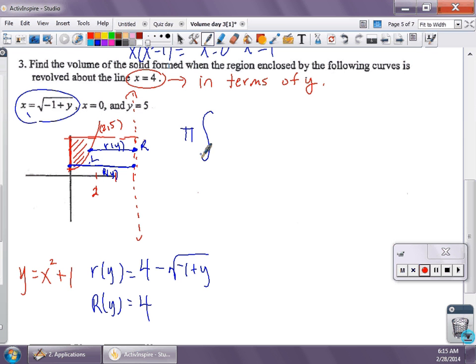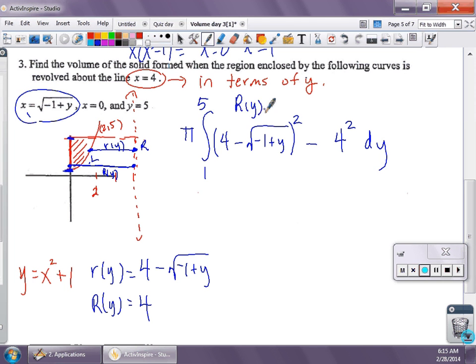We're in terms of y, so the lowest y value is 1. The highest y value is 5. Little r of y is 4 minus the square root of negative 1 plus y, and that's squared. Big R of y minus little r of y, that's 4, don't forget to square it, dy. So this is big R of y minus little r of y.